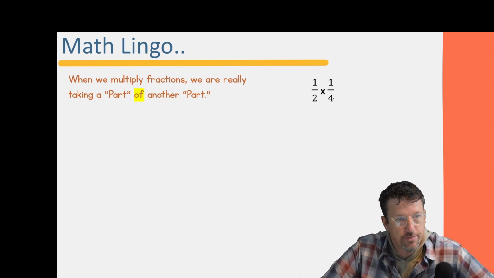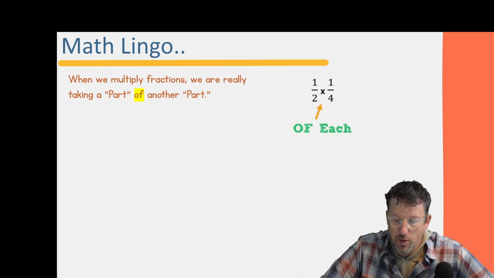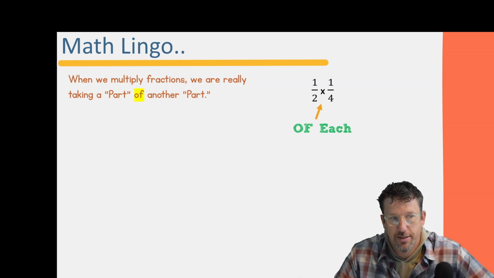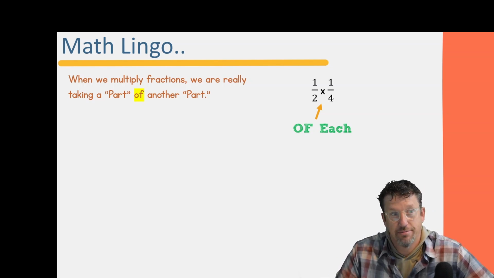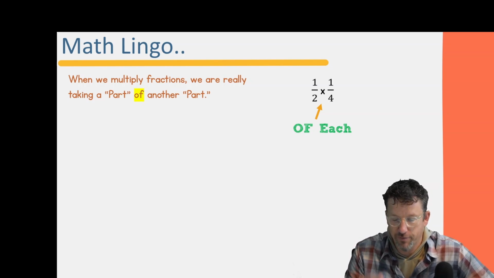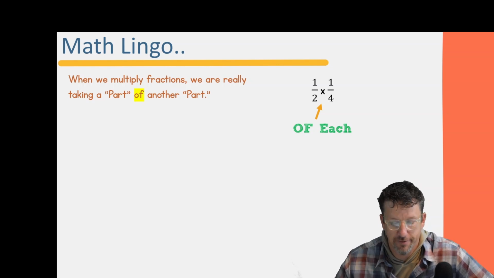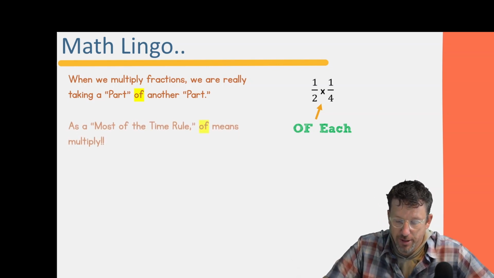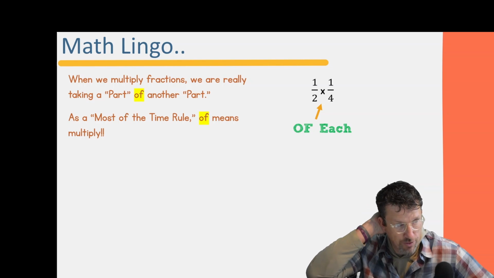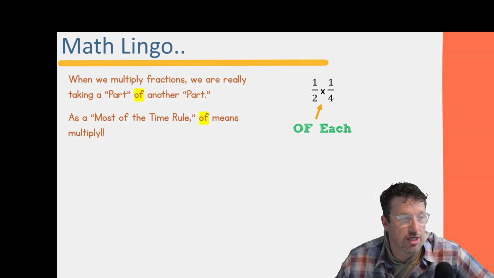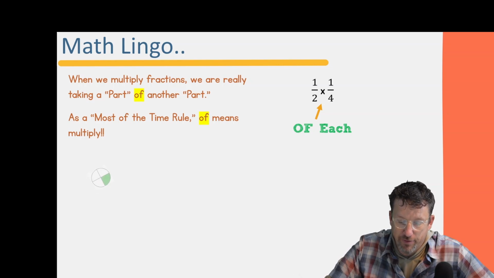So when we look at a fraction, 1/2 times 1/4, what we're saying is we are doing 1/2 of the 1/4. So if you take, for example, just think of a banana. You cut the banana into 4 pieces, all right? So you cut it into fourths. We're going to take 1/2 of one of those fourths. So you would take your fourth, cut it in half, and that's the size banana you would have. Okay, so we're taking part of a part. As a most-of-the-time rule, when you're thinking about math, when you see the word "of," it means multiply. That'll help you going forward.